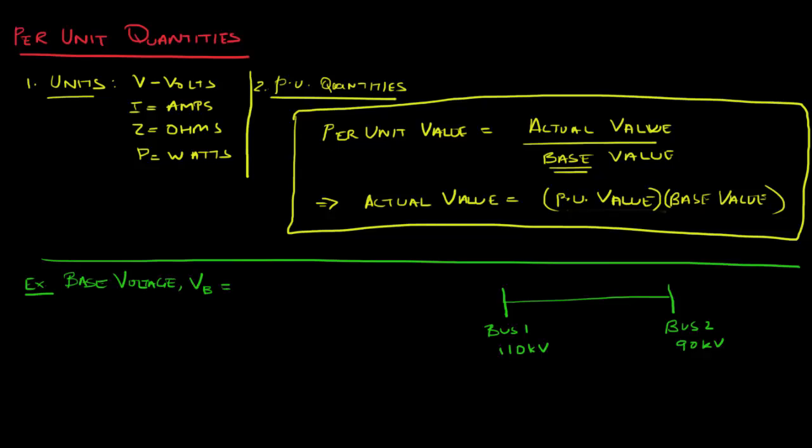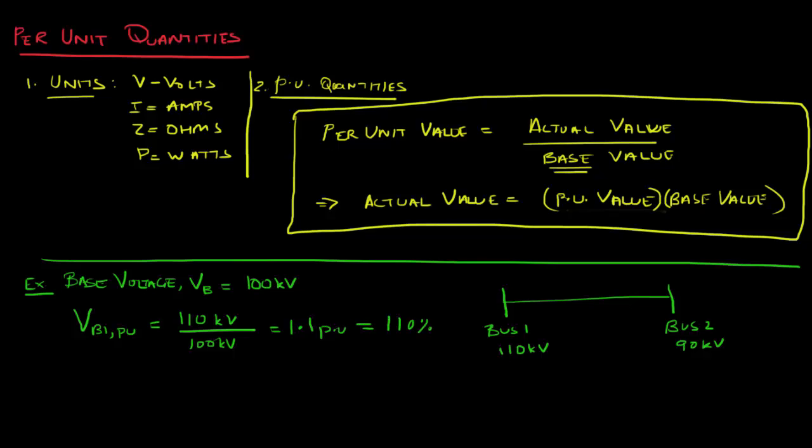I'm saying my base voltage, VB, is 100 kV, right? Okay. Now that I have my base voltage, I am going to get my per unit value. So my voltage at bus 1 in terms of per unit is going to be the actual value, which is this 110 kV, over my base value, which is this 100 kV, and that is equal to 1.1 pu or 110%.